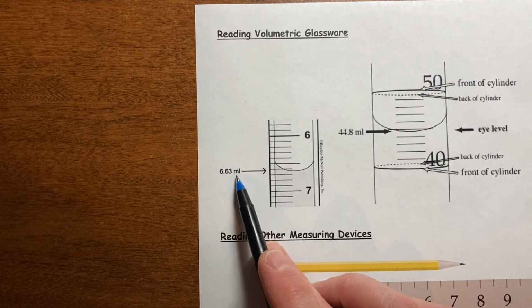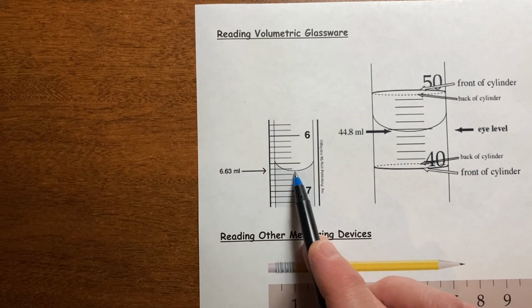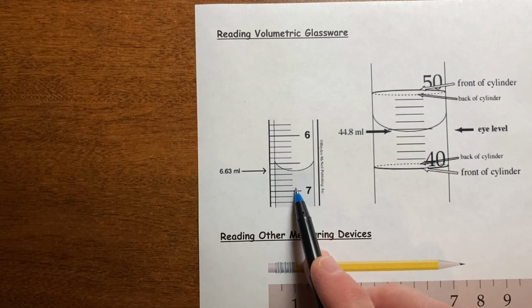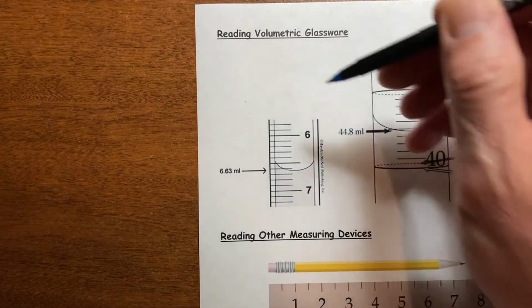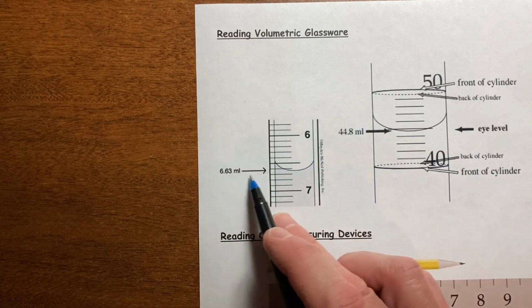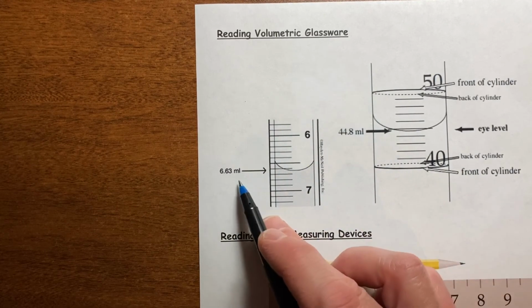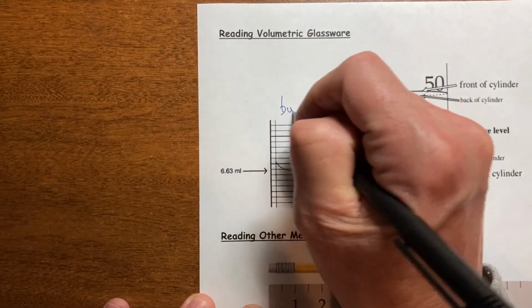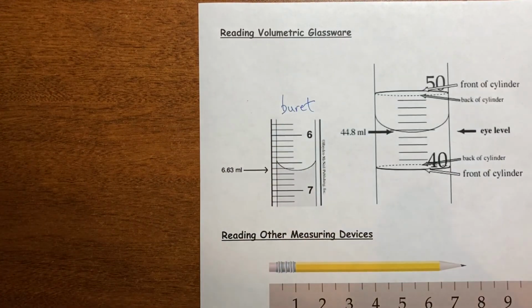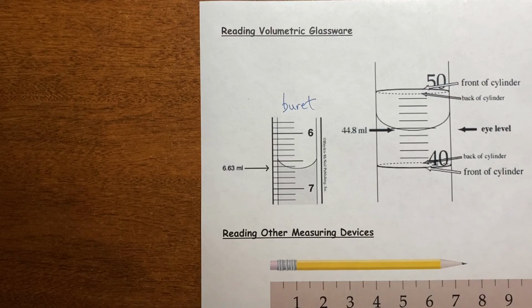How did we come up with 6.63 for this one? Well, again, if you look here, you're at eye level, you see that the, actually this is a burette, sorry, we're reading downward. But anyway, it is a precision to 2 decimal places. So again, that's a little confusing. This is called a burette, not a graduated cylinder. How did I know that from looking at that?